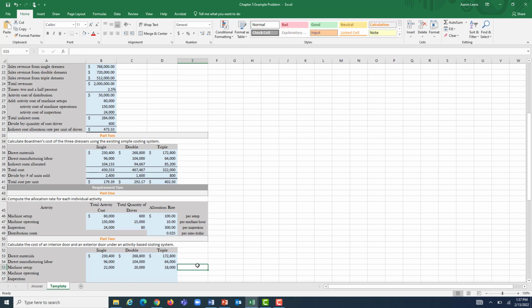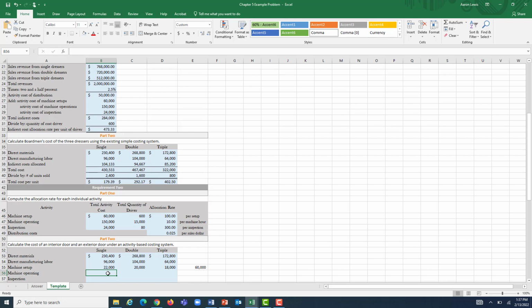And just real fast to be thorough here, I'm going to add those three numbers together, and they're going to add up to $60,000. And they should. That was our expected activity cost for that particular activity. So that's how we're proposing the $60,000 is expected to be spread out amongst our different models. $22,000 to the singles, $20,000 to the doubles, and $18,000 to the triples.